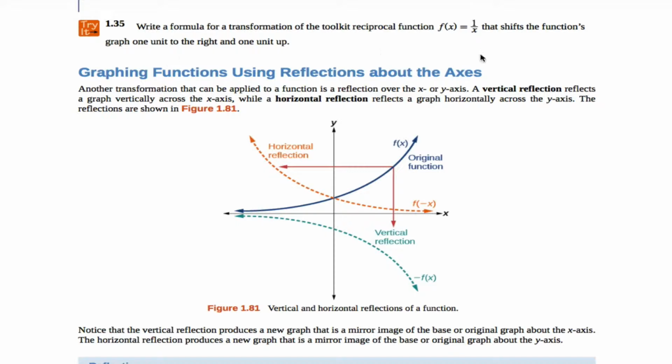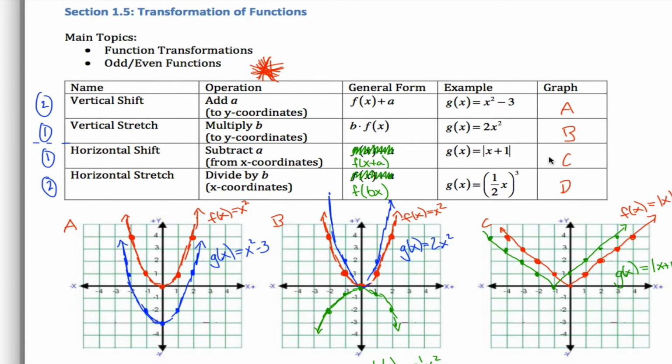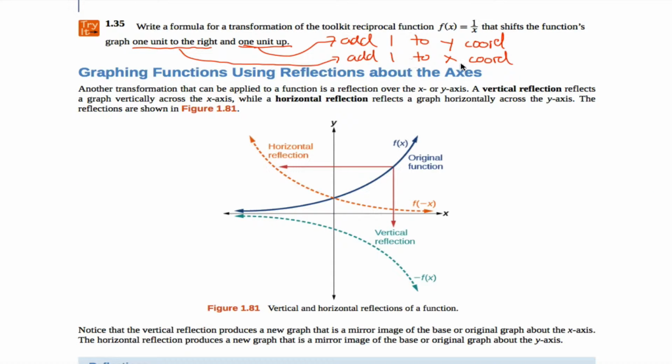In other words, I'm going to add 1 unit up. I'm going to add 1 to the y coordinate, and 1 unit to the right. I guess that means I'm going to add 1 to the x coordinate. But wait a minute, when you go back to your handy cheat sheet here, with the y coordinates, you add to them, but when we're talking about the x coordinates and horizontal shifts, we actually subtract some number from the x coordinate. So I don't want to think about it as adding 1 to the x coordinate.